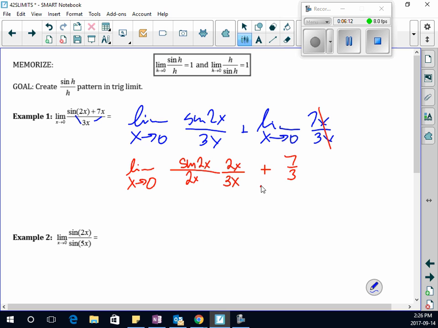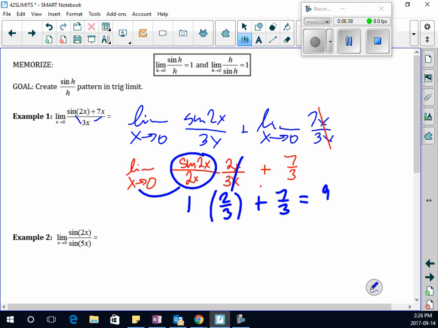Everything's all good. What is this equal to when the limit is going to 0? 1. What is this equal to when the limit is going to 0? Well, if I plug it in the way it is, it gets 0 over 0. However, the x's cancel. So what do we get? 2 over 3. And then I still have plus 7/3. So what do I get as my final answer? 9/3, which is 3. What do you think about that?